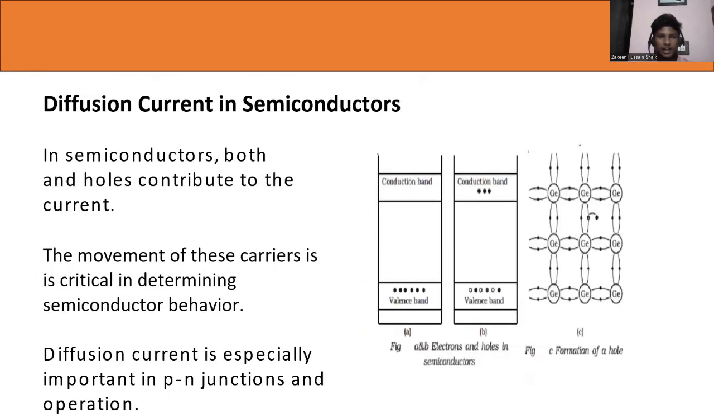Diffusion current in semiconductors. In semiconductors, both holes and electrons contribute to current. Movement of these carriers is critical in determining semiconductor behavior. Diffusion current is especially important in PN junction operations.